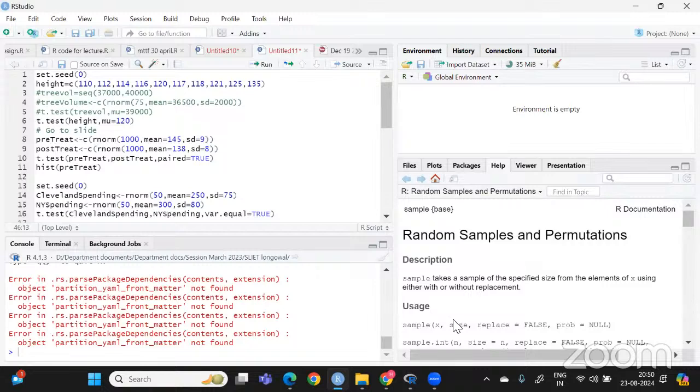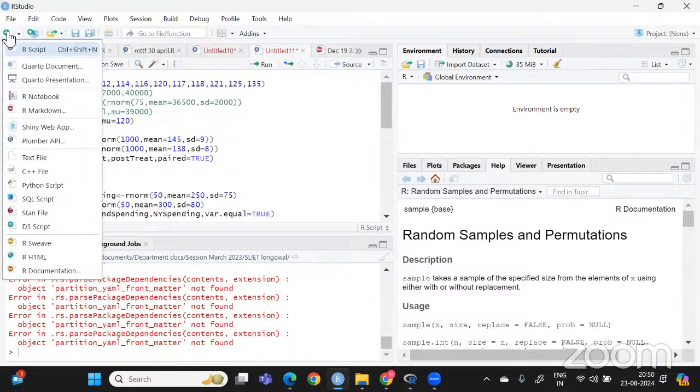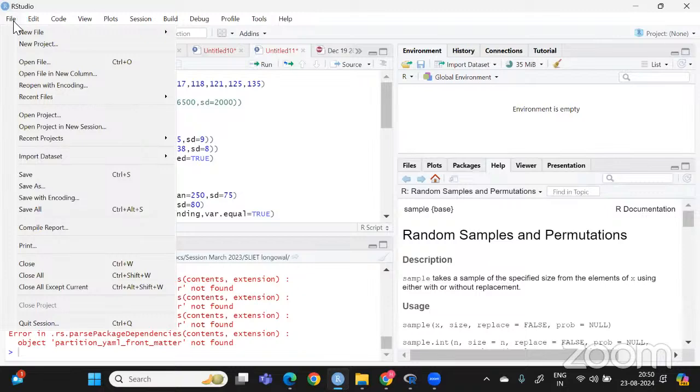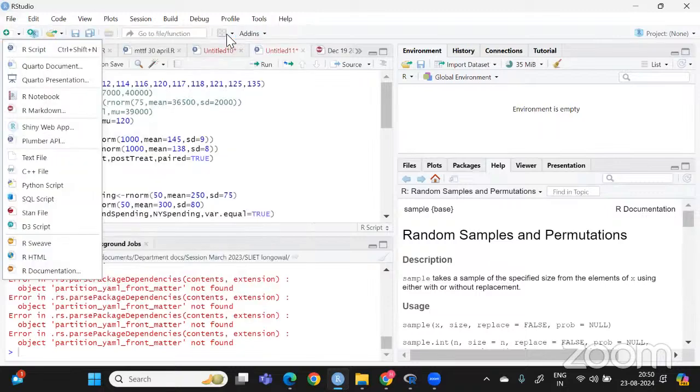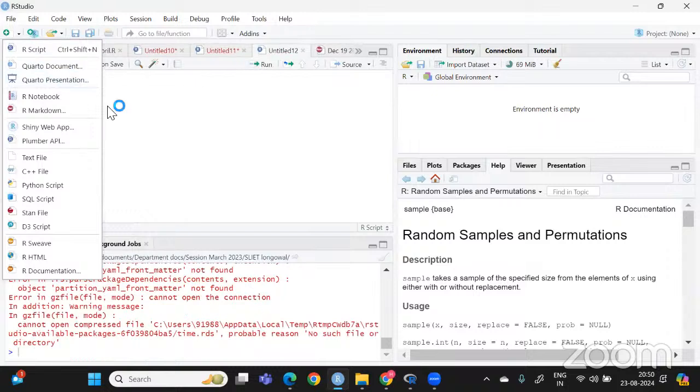Although I was working with various codes, you can see that a lot of scripts are open. But let me tell you what they are showing. When you want to write any code, you have to click on this tab, then click on R script, or you can click on File first, New File, then R script. Both will give you the same output. That will open an R script.